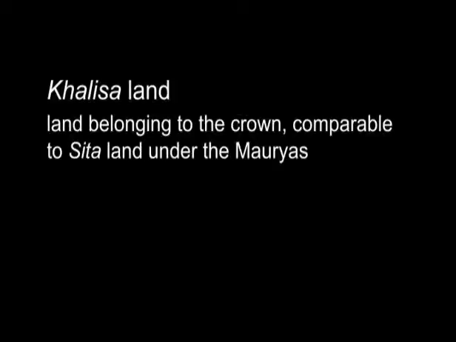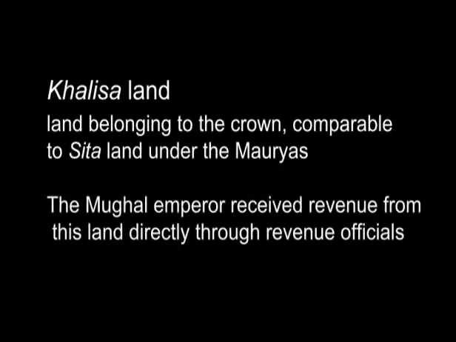Now, under the Mughals, the state expropriated the produce mainly from land of two types. One was the Khalisa land. Khalisa land was the crown land, which was somewhat similar to the Sita land during the Maurya period in the ancient stage of Indian history. The Mughal state extracted revenue through its own agents, revenue officials, who collected the revenue from the Khalisa lands. But this Khalisa land comprised only a small fraction of the total land under the Mughal state.